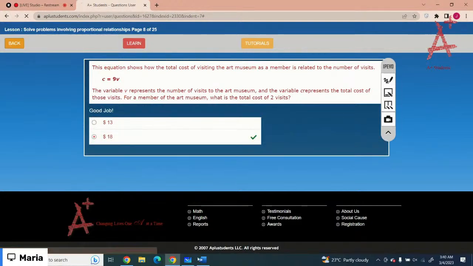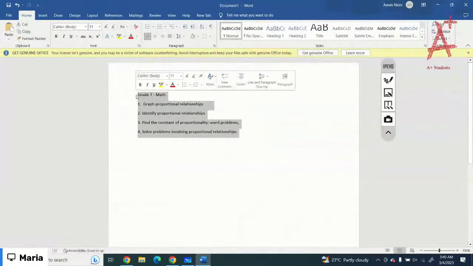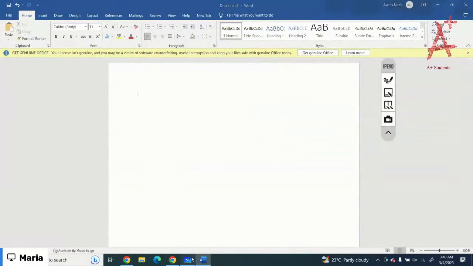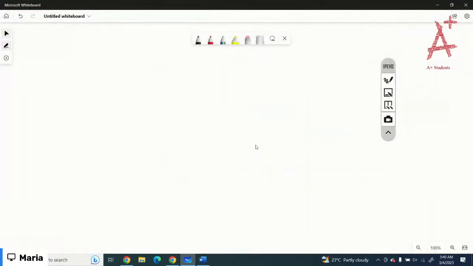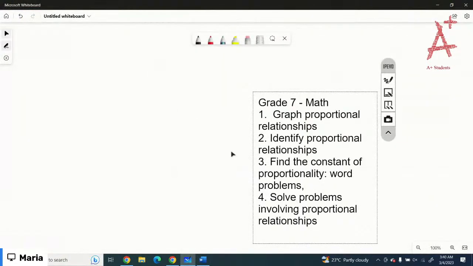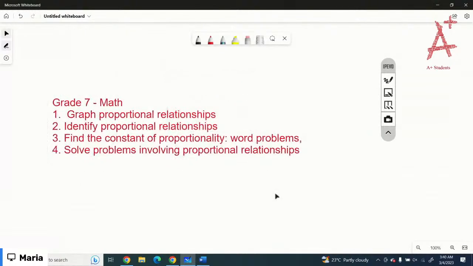Okay, you can complete the test by yourself later today. So we're working on grade 7 maths, and the chapter we're working on is proportional relationships. The lessons we have covered today are graph proportional relationships, identify proportional relationships, find the constant of proportionality, word problems, and solve problems involving proportional relationships.